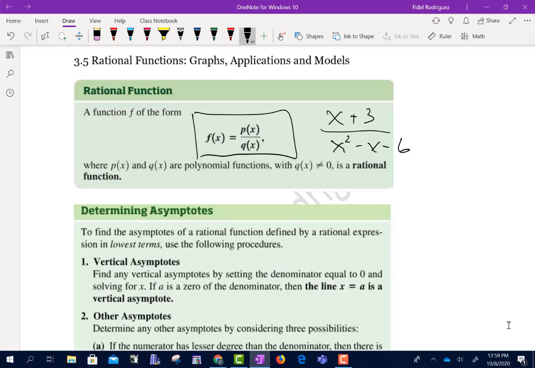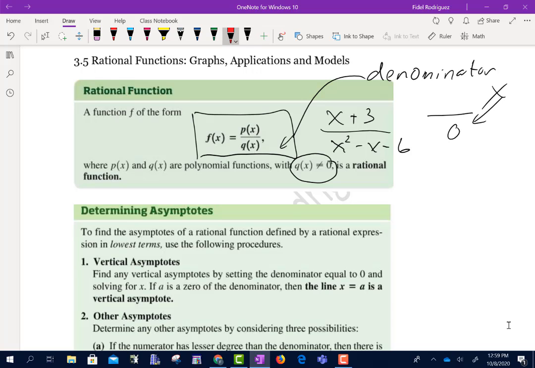The top and the bottom are polynomials. And it says q of x is not equal to 0. So remember, q of x is the denominator, and in a fraction, we can never divide by 0, right? We can't do that. It's not a good thing to do. It's like saying bad words in church. You don't want to do it.